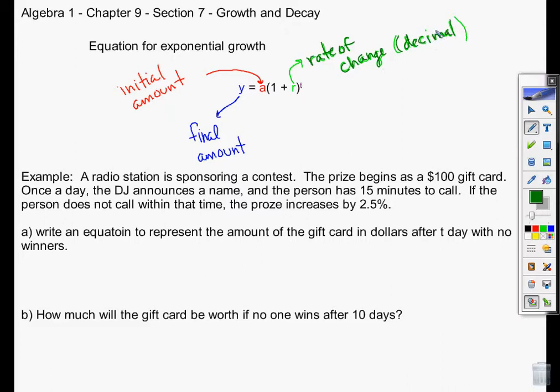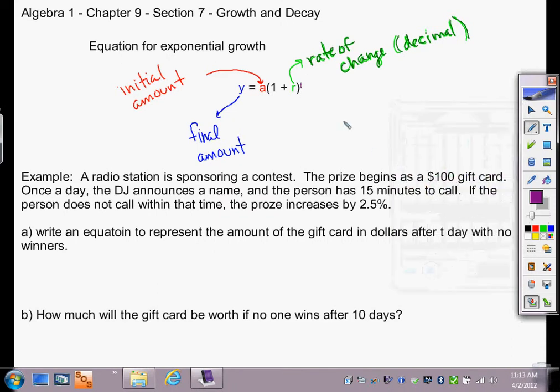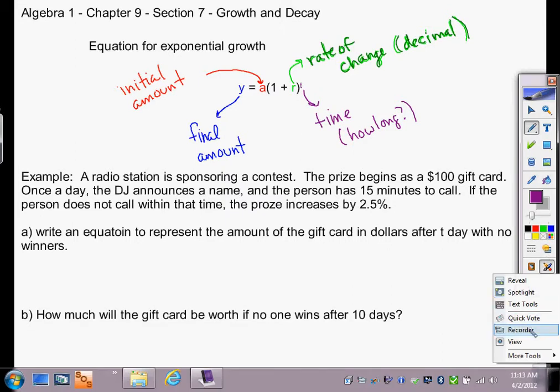We use a decimal here, so if it's a percentage or a fraction, we want to turn it into a decimal. And then T is the time, or, you know, over a period of how long something is going for. Okay. How do we use this equation?